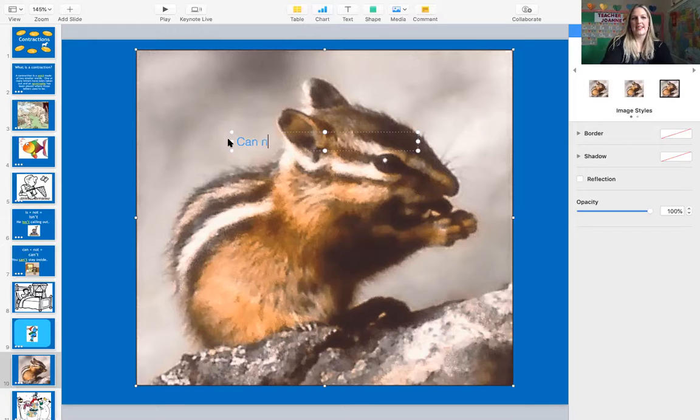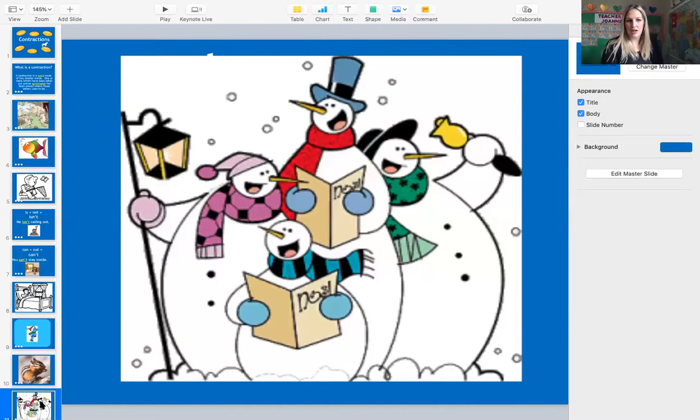He cannot wait to eat. Cannot. Two small words. We're going to turn it into can't. C-A-N apostrophe T. Thumbs up if you can see that. Okay. Cannot becomes can't. He can't wait to eat. He looks very hungry. Very good. Good job. I'm going to X out of that. And it looks like we have one more picture.